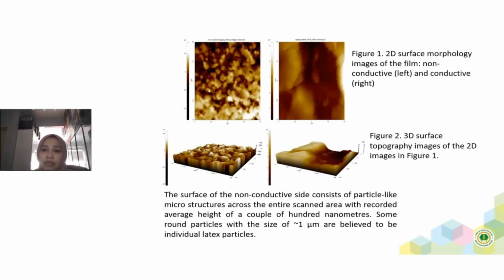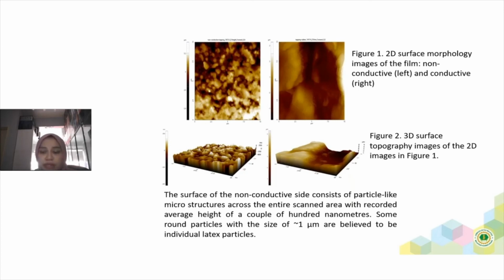Okay, so I'm sharing with you the 2D surface morphology of the film. On the left, you can see the white patches, which is the non-conductive, whereas on the right is the conductive. You can see on the right, the dark image represents the non-conductive, whereas the white patches illustrate the conductive properties.